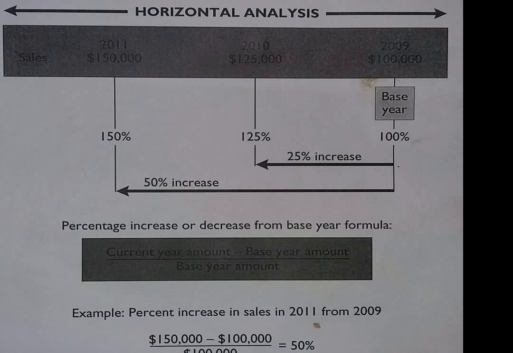Also, we compare 2010 with 2009. The increase is 25% because the increase is 25,000, which represents 25%. Or if we consider that the base year is 100%, then the year 2010 is 125%. Then the increase is 25%.